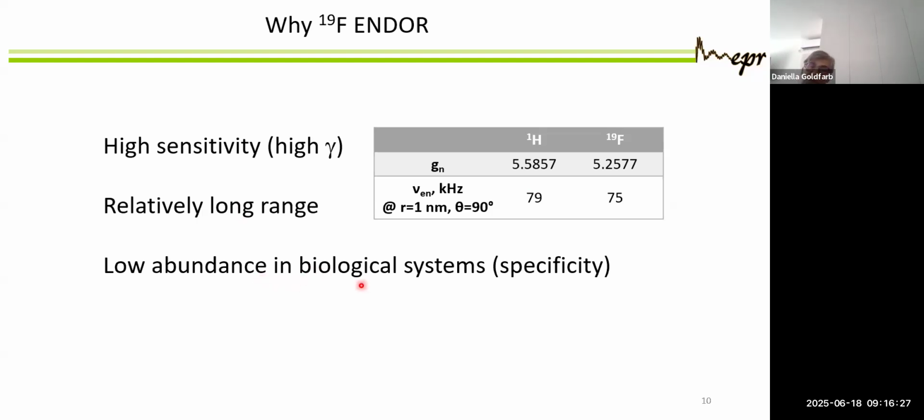So you can really put your fluorine. It's like you have one label that is your electron spin label that is really big, but then you have a tiny atom in a molecule that gives you your nuclear spin, and fluorine is not very abundant. So that's how you introduce your specificity.